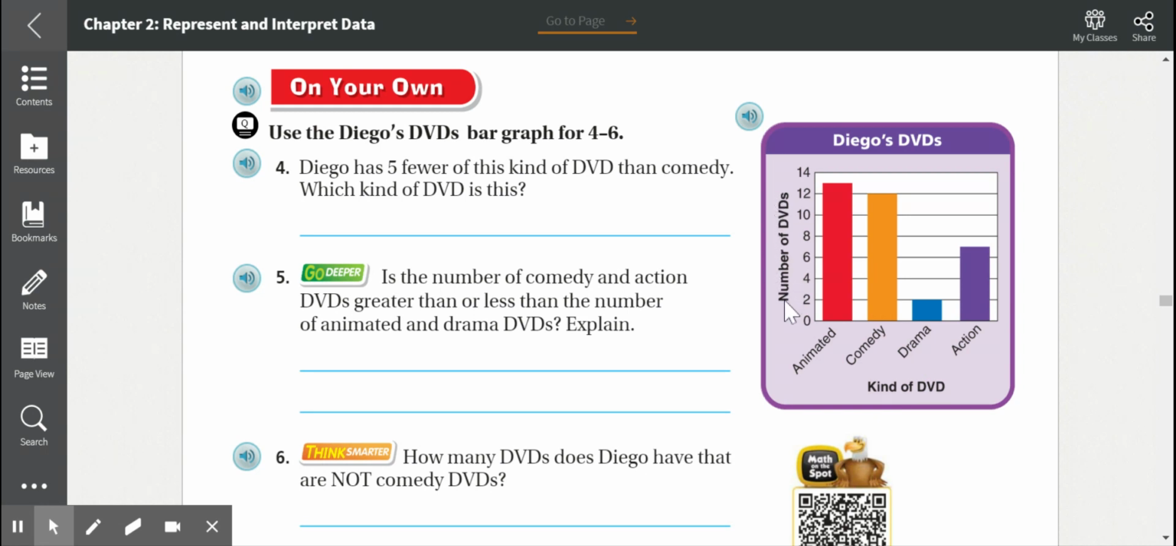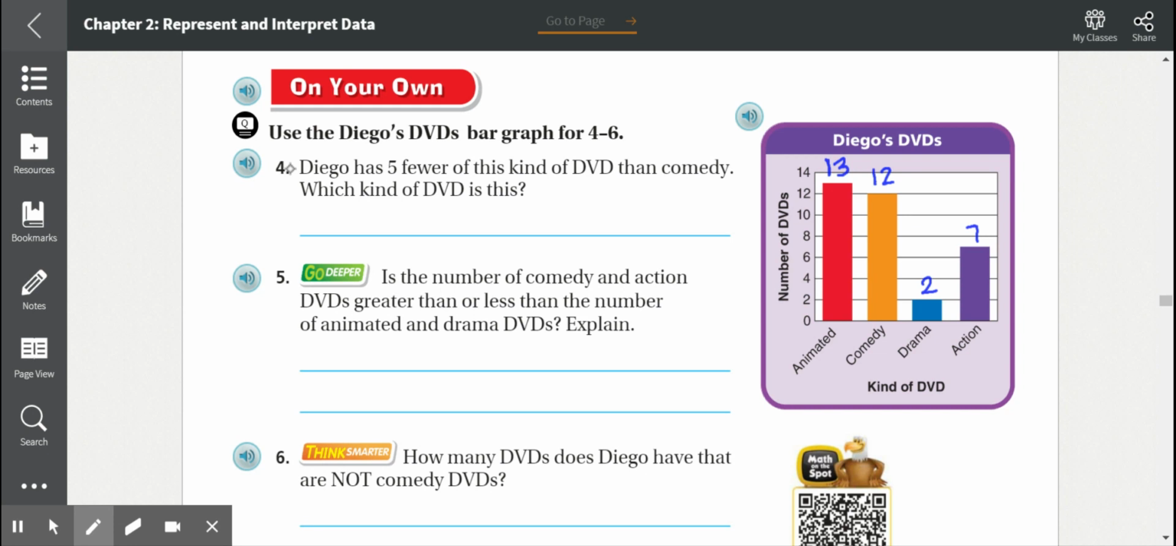Let's look at the scale. It's going 0 to 2. That means our scale is going up by 2s. Before we start, let's write down the numbers. How many animated does he have? It goes past 12, not to 14, so it would be 13. How many comedy? 12. How many drama? 2. And action between 6 and 8 would be 7.